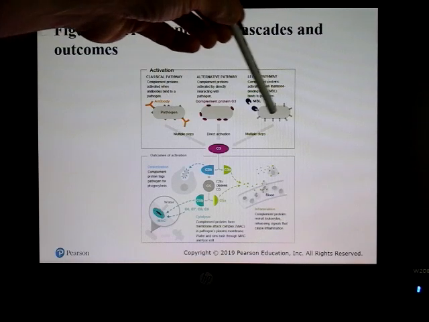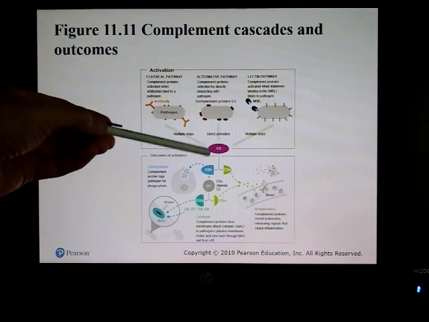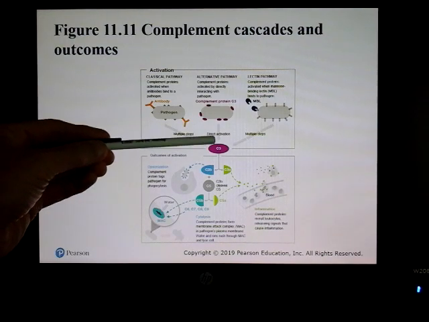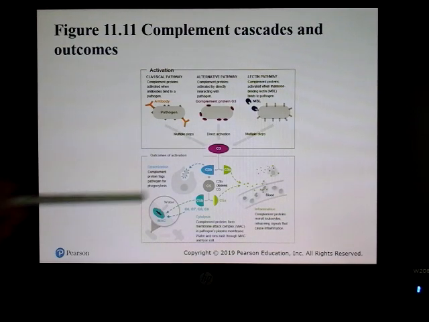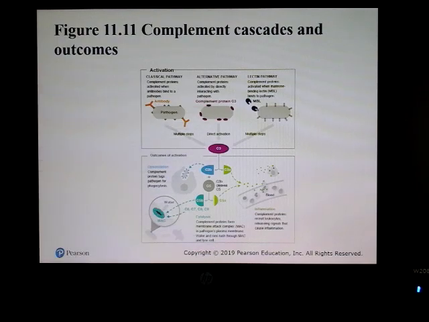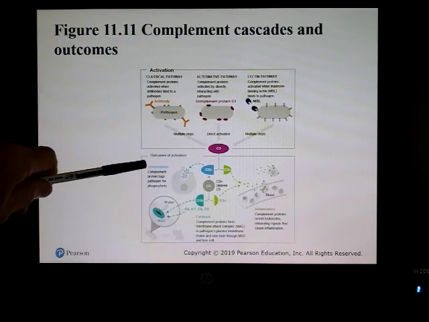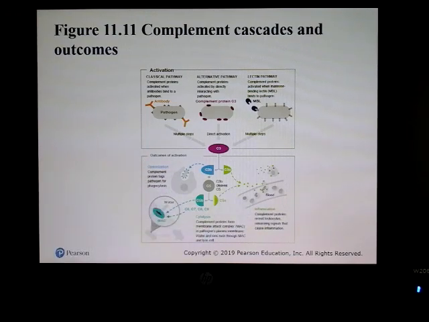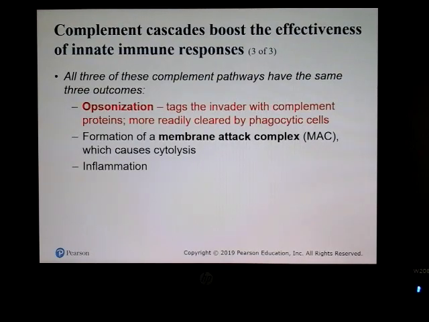All 3 of these different pathways then activate what's called C3. C3 is very important for you to know. Then that ultimately is going to cause 3 end results: opsonization, cytolysis, and inflammation. Again, once C3 gets activated, you will get opsonization, cytolysis, and inflammation.